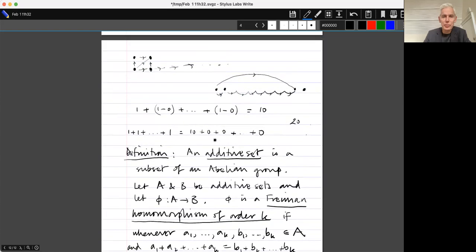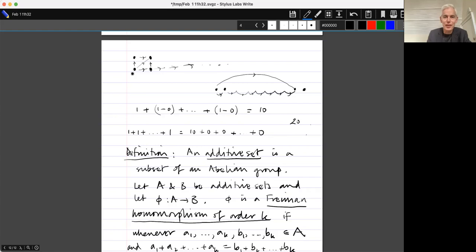So going back to this example, this equation here is telling us that this map that took this point to here, this point to here, this point to here, this point to here, is not a Freiman homomorphism of order 10, because we've got this relationship here, 1 plus 1 plus 1, and so on, which is saying that this plus that plus that plus that equals that plus that plus that several times. We do not have the corresponding relationship.